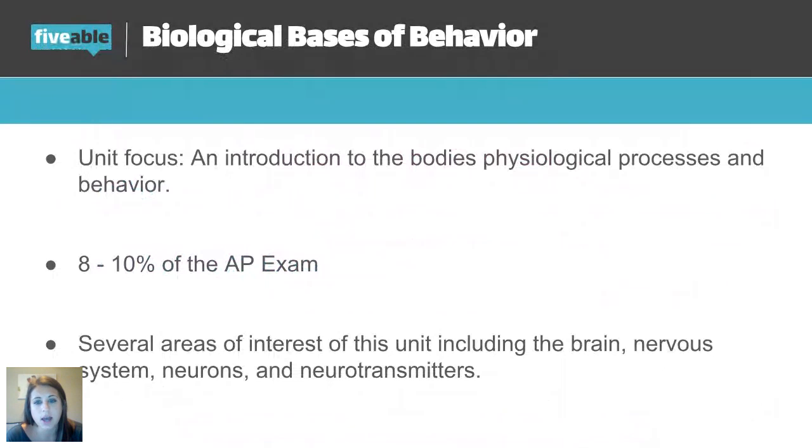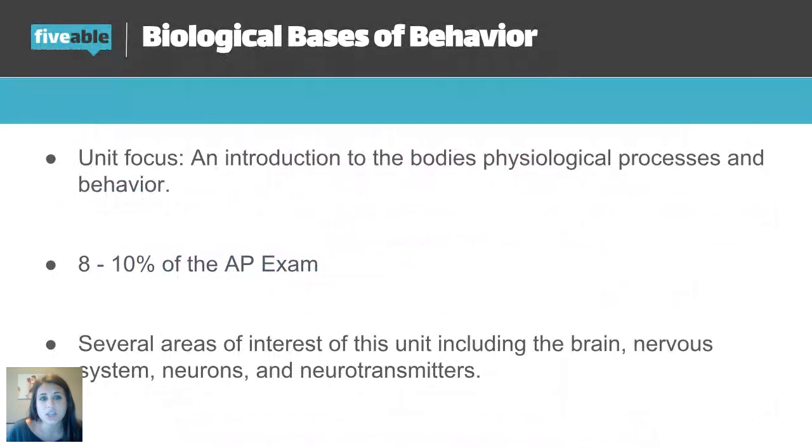Specifically, this unit covers all the different parts of the brain, the nervous system, specifically neurons, and specific neurotransmitters as well. So there's lots of stuff wrapped up into this unit, and we're going to do our best to break it down and make it less confusing and less challenging for you. So tonight, our focus is neurons and neurotransmitters.